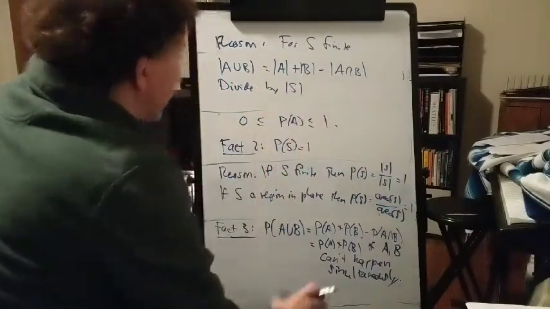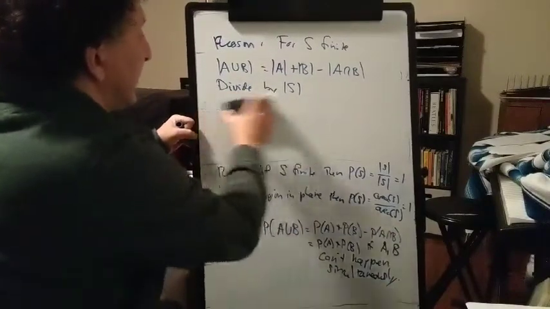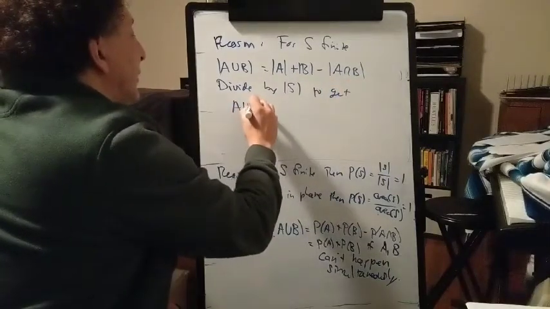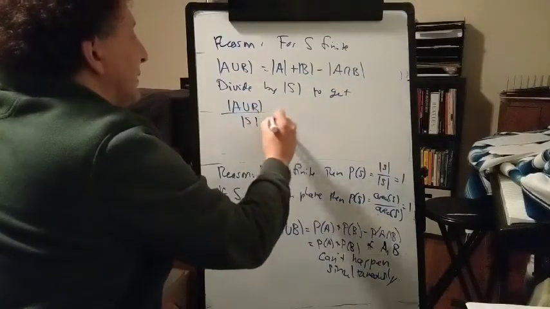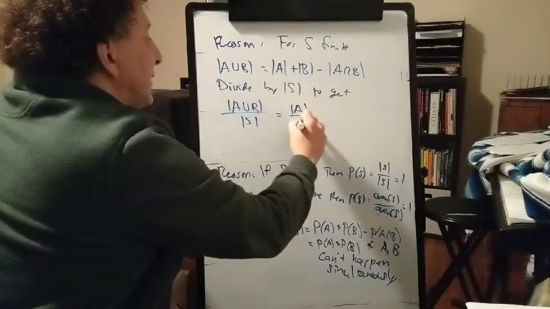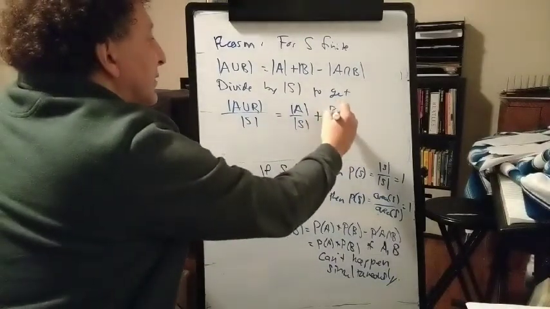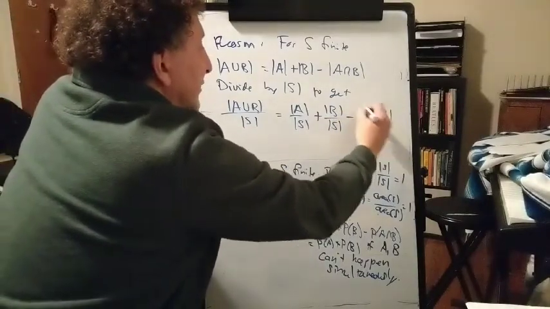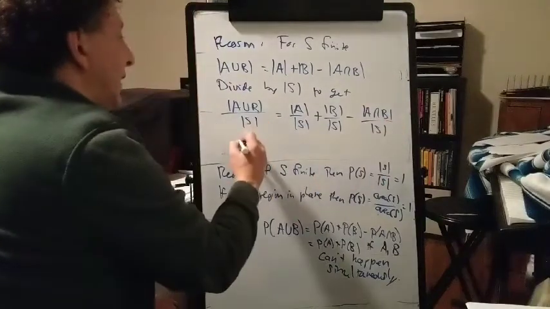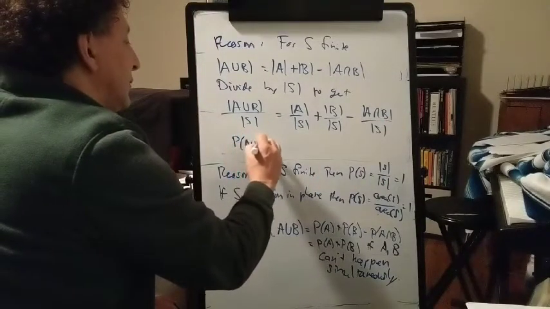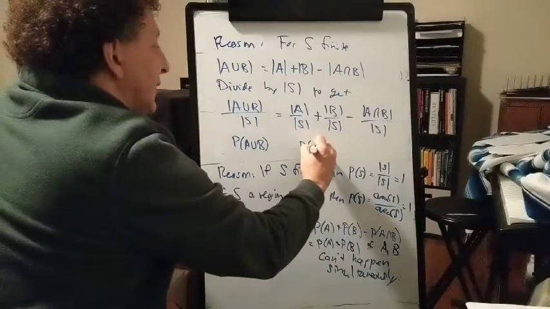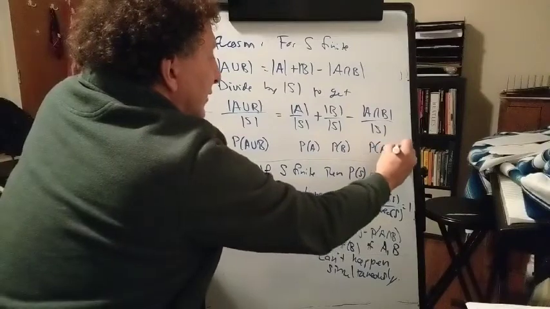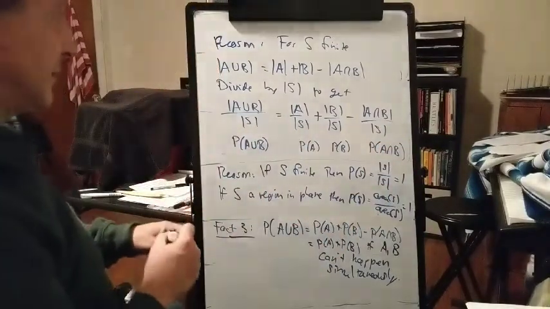So we divide by cardinality of S to get number of elements in A union B over number of elements in S equals number of elements in A over number of elements in S plus number of elements in B over number of elements in S minus number of elements in the intersection over number of elements in S. And this is probability of A union B, and this is probability of A, this is probability of B, and this is probability of A intersect B, that is A and B both happening.